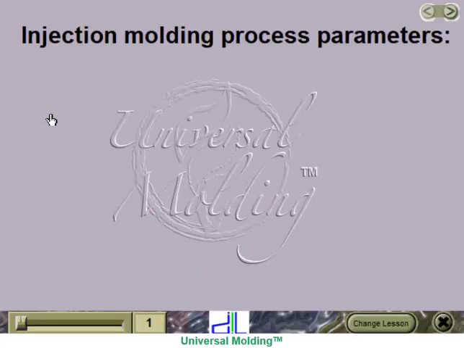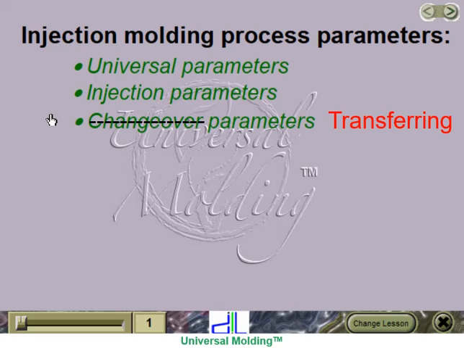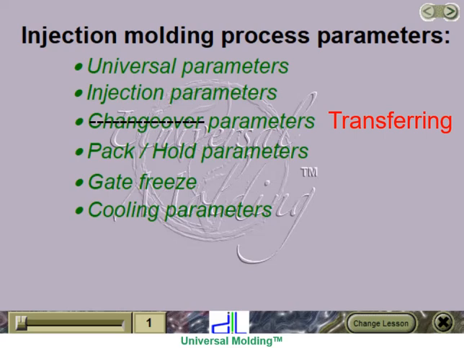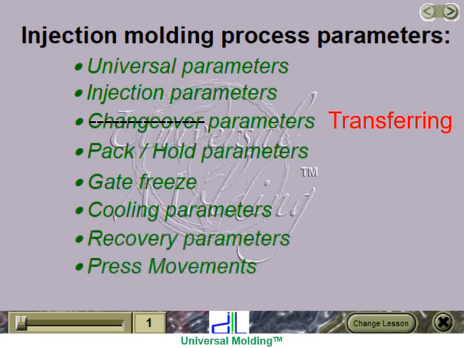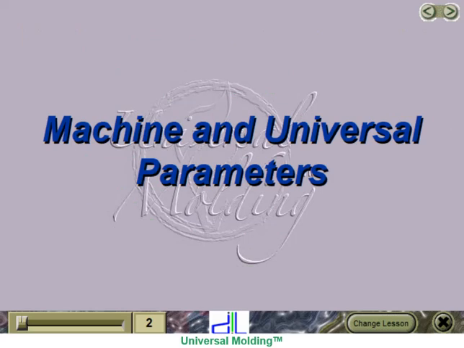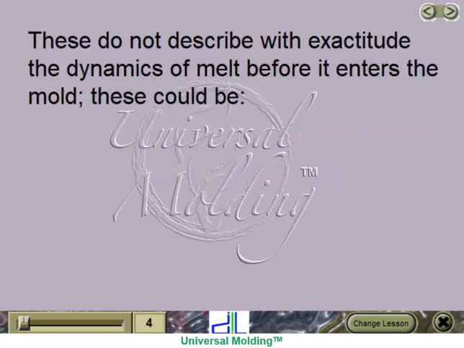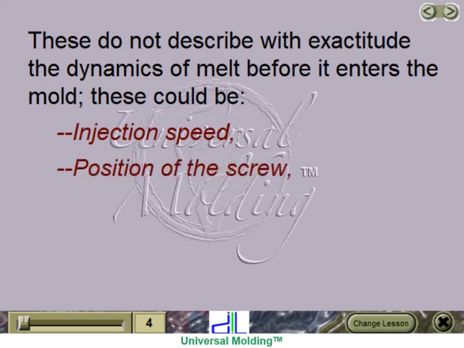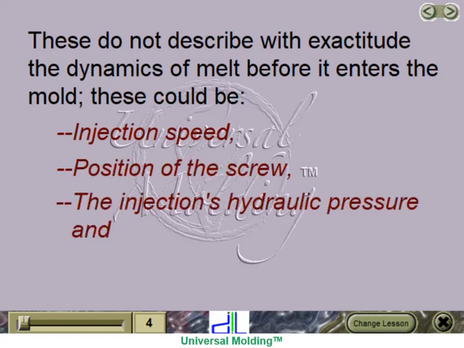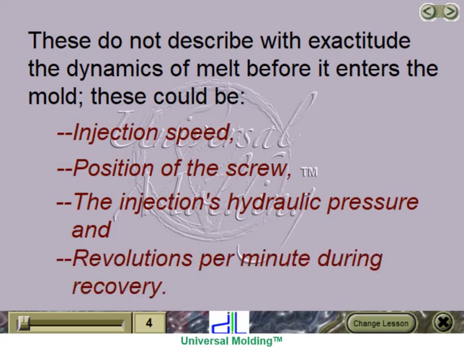Injection molding process parameters: universal parameters, injection parameters, changeover parameters, pack hold parameters, gate freeze, cooling parameters, recovery parameters, press movements, machine and universal parameters. Machine parameters are those that are able to be programmed into the machine controls during the injection stage. These do not describe with exactitude the dynamics of melt before it enters the mold. These could be injection speed, position of the screw, the injection's hydraulic pressure, and revolutions per minute during recovery.